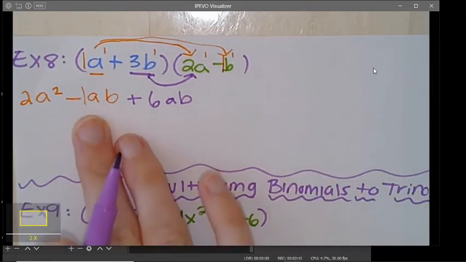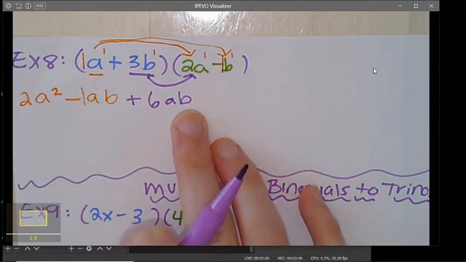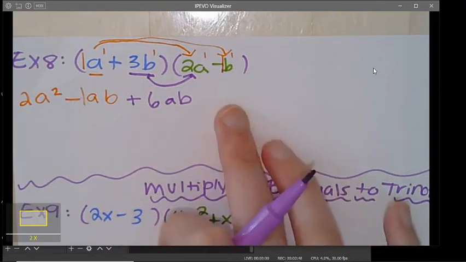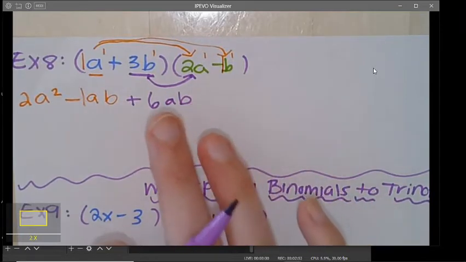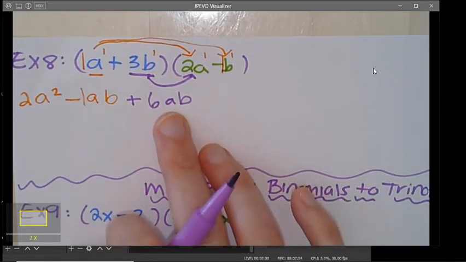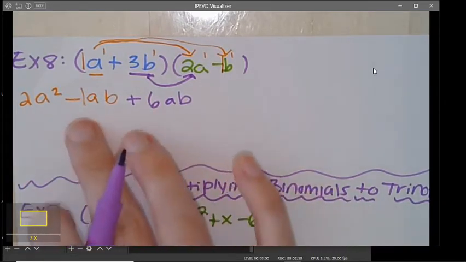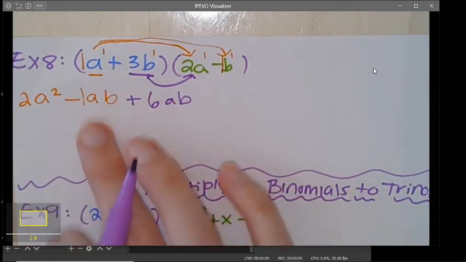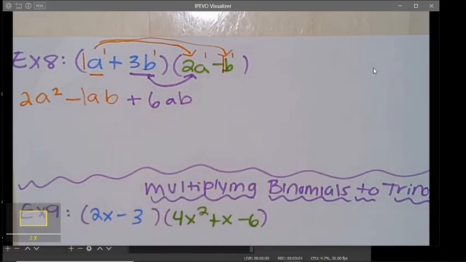Okay, negative 1AB and 6BA are still like terms. Okay, the order of the variables doesn't make it a different term necessarily. Okay, so 6AB is the same thing as 6BA. It's just kind of whatever you prefer. I like to keep things consistent, so since I saw I had an AB, I'm going to also write this as AB. But it's really up to you.